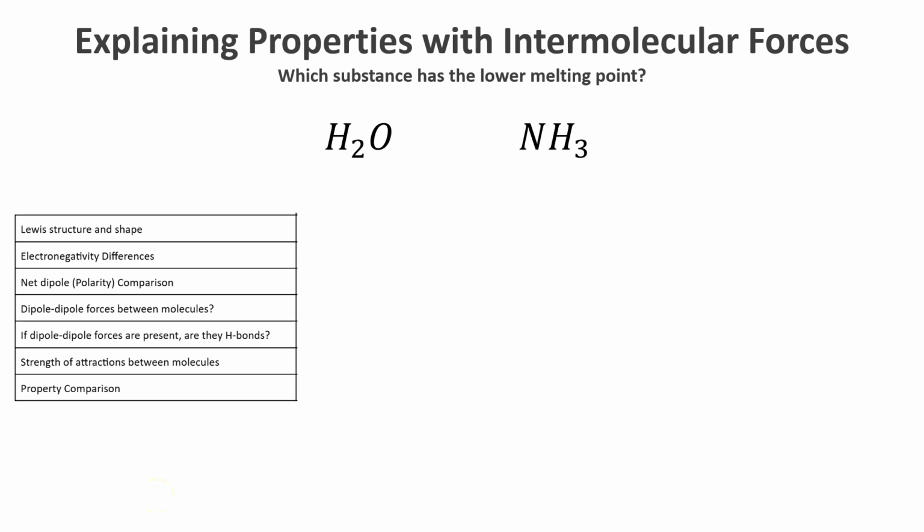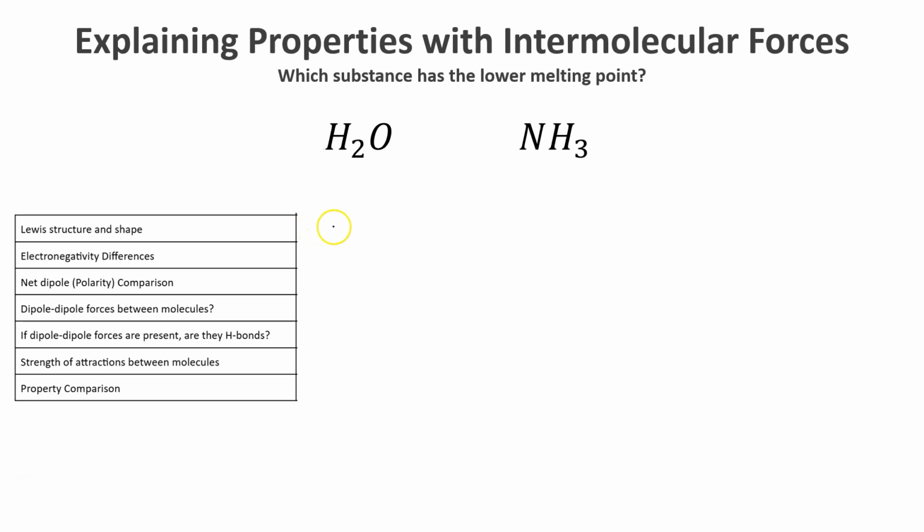What's up, everybody? In this video, we're going to talk about how to explain a substance's physical properties by comparing their intermolecular forces. Specifically, comparing how strong their intermolecular forces are, what those intermolecular forces are. We're going to do that by analyzing the melting points of two substances, H2O water and NH3, commonly called ammonia.